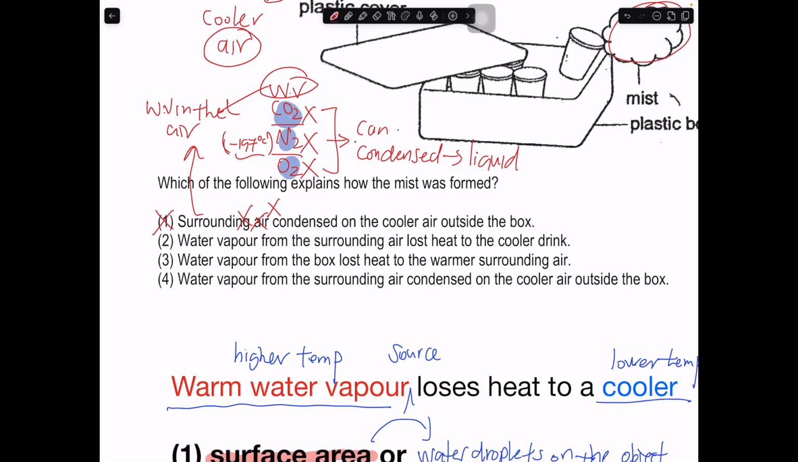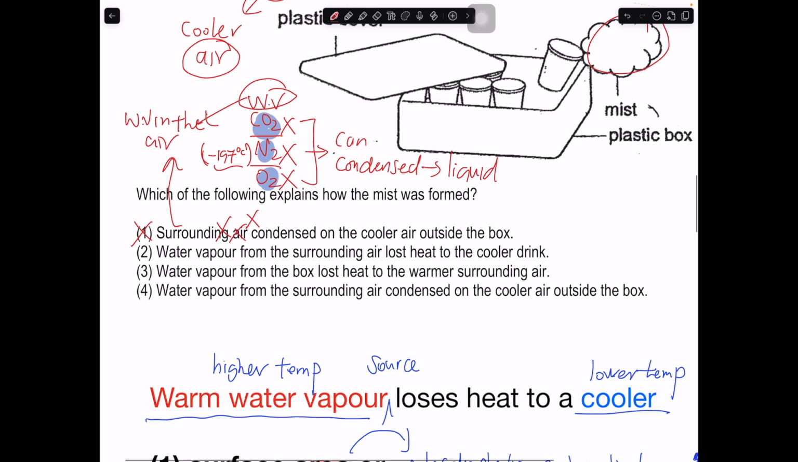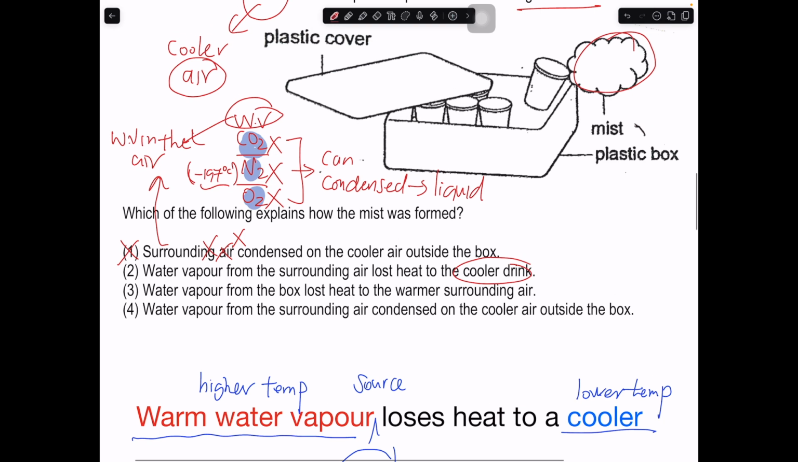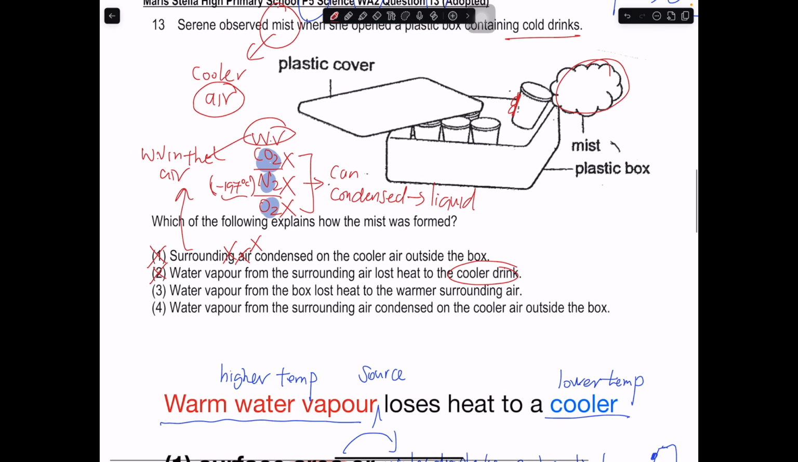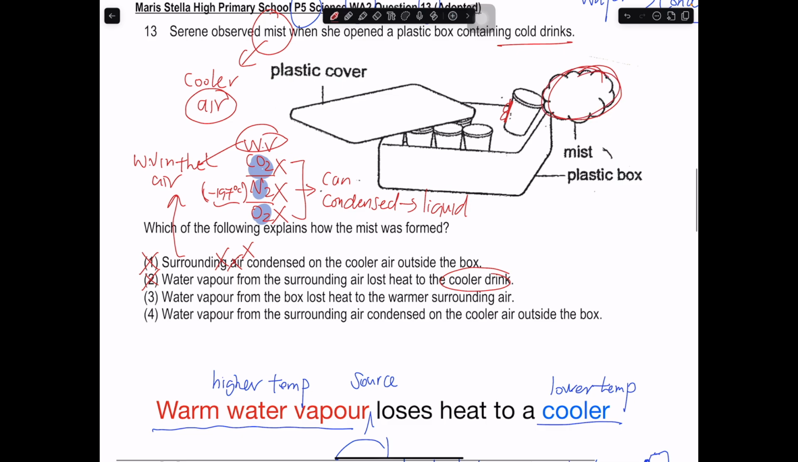So, water vapor from the surrounding air loses heat to the cooler drink. Is this correct? This is actually wrong, because we are talking about the condensation on the cooler drink. That means we are talking about the condensation over here. So this is wrong, because the outcome of the observation that we make is the mist. So that's why we say that this is wrong.